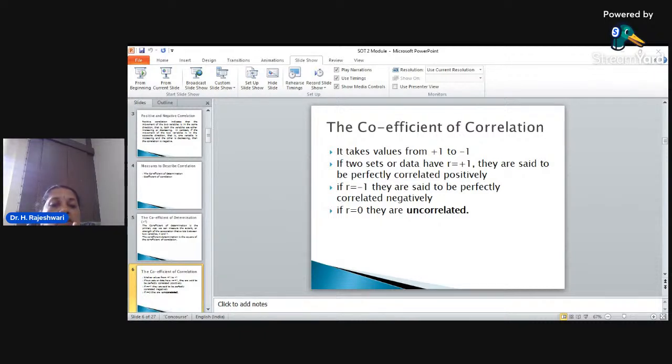And if r value is 0, it means it is not related. When you calculate the correlation coefficient of two different variables and you get 0, it means this variable is not related to the other variable. For example, if I calculate the number of students who pass PUC and the number of students who pass JOC from two different colleges, then obviously you'll get R value as 0 because there is no relationship between these two variables.